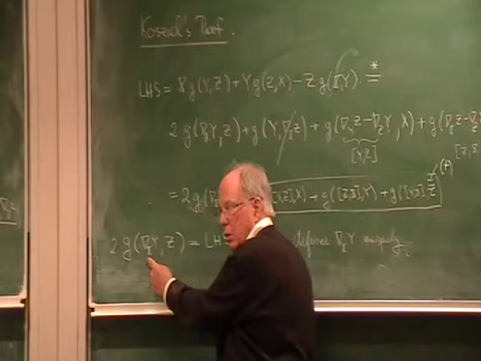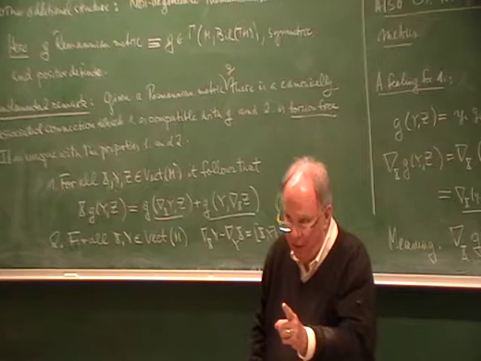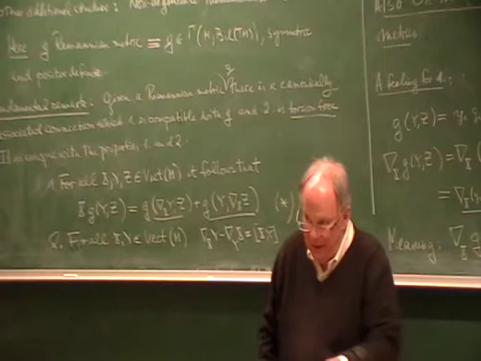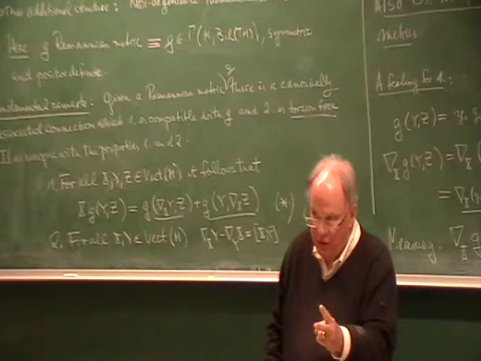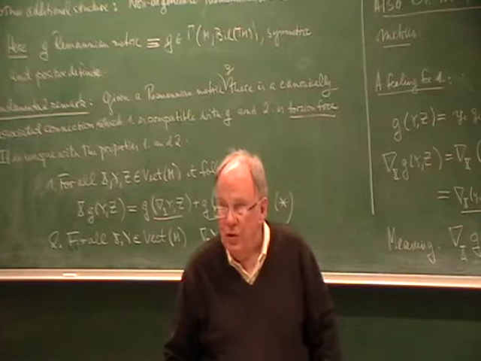This equality is why the metric compatibility. What did we prove? We prove using the metric compatibility and torsion free, you get a formula. So that is the statement that metric compatibility plus torsion free determines the connection. There's the formula for it. So this is called Kozul's formula for the connection.